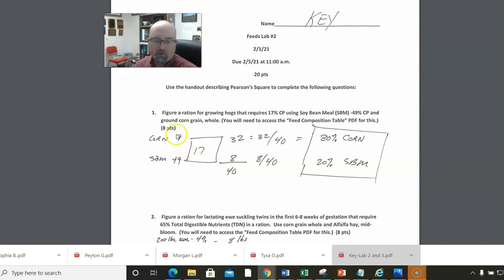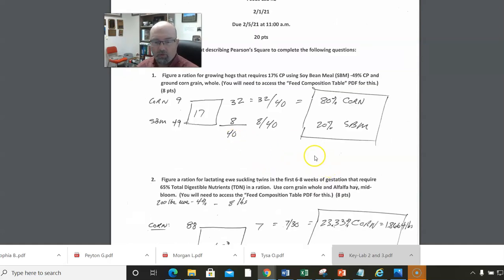We do our cross or our diagonal differences. We have 32 and 8 parts for a total of 40. For corn, we go 32 divided by 40, and we come up with 80% corn. On the soybean meal, 8 divided by 40, and we get 20% soybean meal.